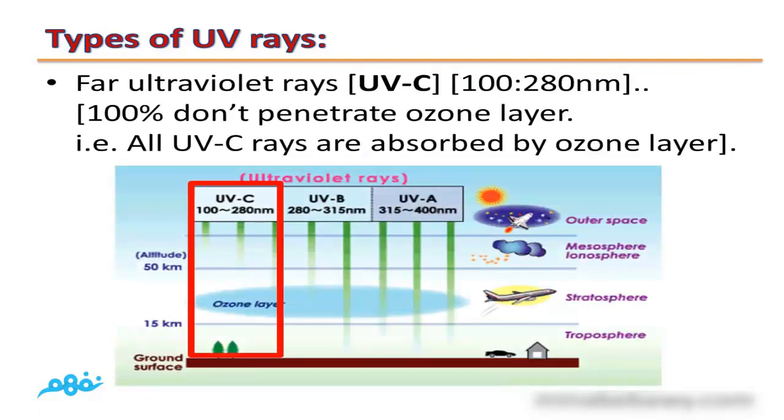The final type of ultraviolet rays is far ultraviolet rays or UVC, and its wavelength ranges from 100 to 280 nanometer, and hence 100% of UVC don't penetrate ozone layer. This means that all UVC rays are absorbed by ozone layer.